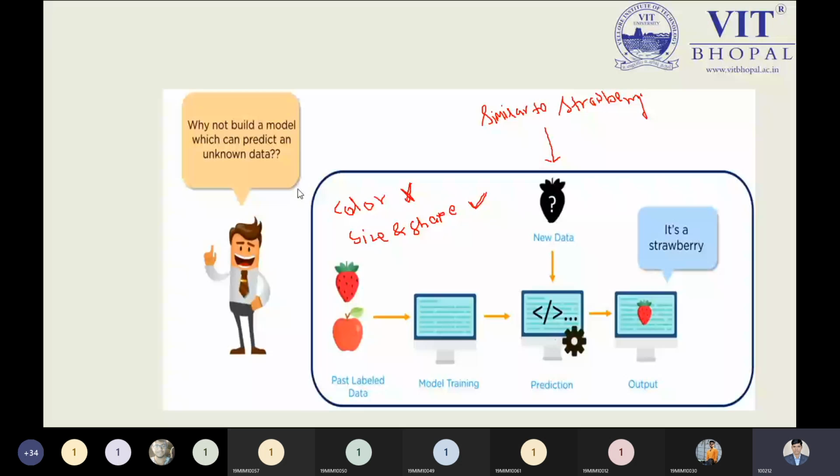Clear, sir. Okay, good. So I'm repeating the statement once again: the model is trained based on some features, those are the size and shape rather than the color. Okay, so that is the point we need to remember.